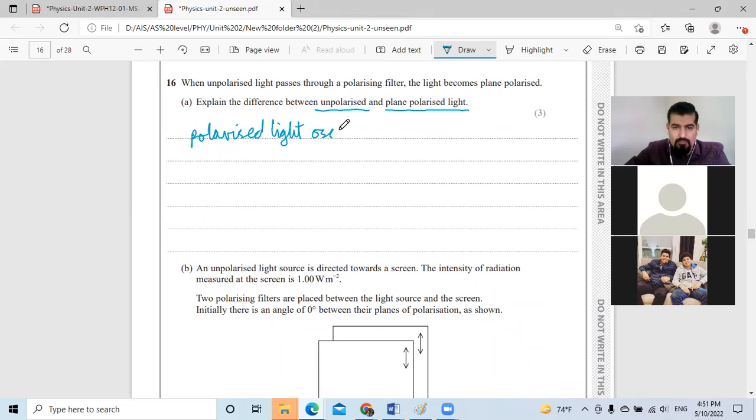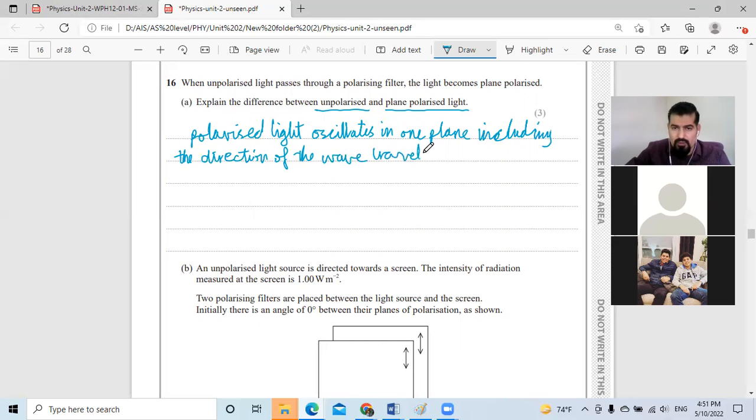Oscillate in one plane including the direction of the wave travel, but unpolarized oscillates in many planes. Oscillate in many planes.